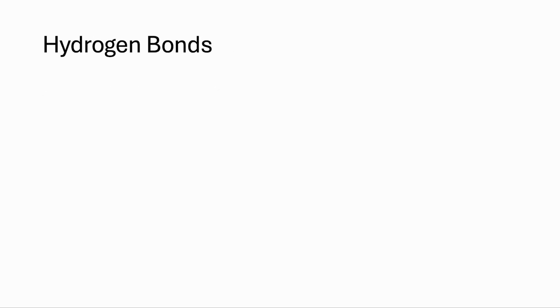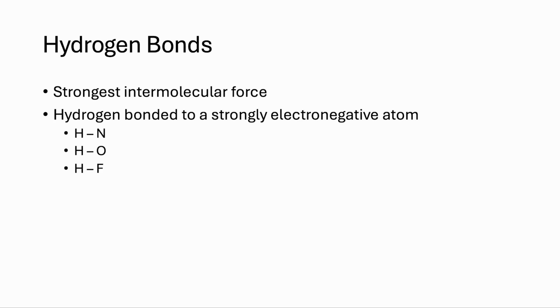Hydrogen bonds are the strongest intermolecular force. Hydrogen bonds occur when a hydrogen atom bonded to a strongly electronegative atom interacts with another strongly electronegative atom. In specific, hydrogen bonds occur only between nitrogen, oxygen, and fluorine.